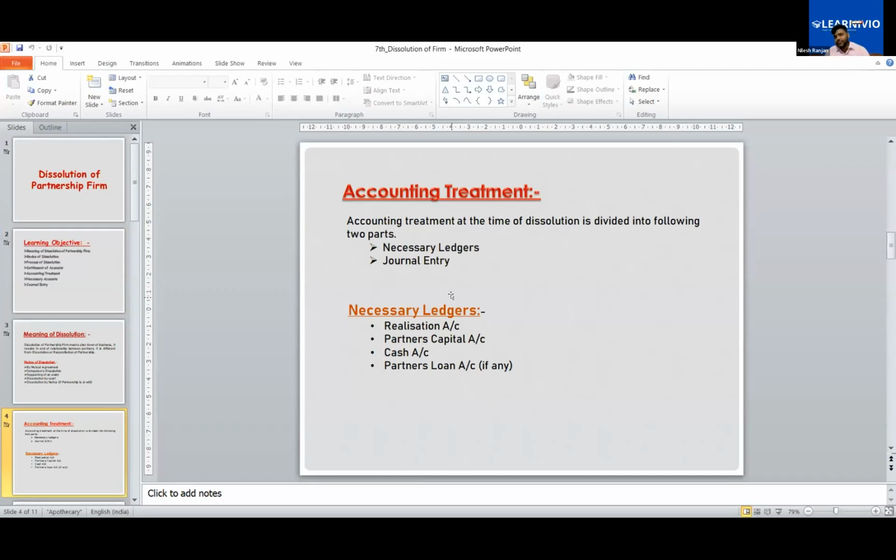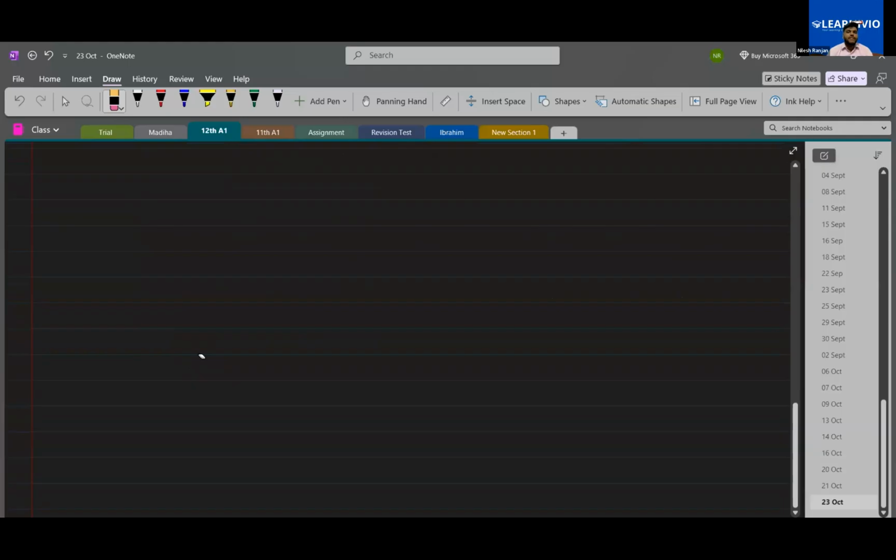The first one is necessary ledgers. So you can see there are four ledgers that we have to prepare. First one is the realization account. Second is partners capital account. Third one is cash account. Fourth one is partners loan account. Yes, these are the four ledgers that we have to prepare. Now, first of all, we will understand what a realization account is, what partners capital is, and how it will be prepared.